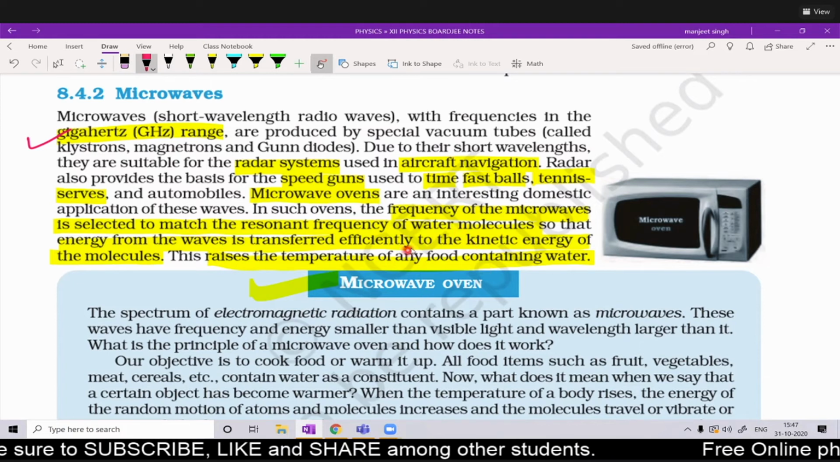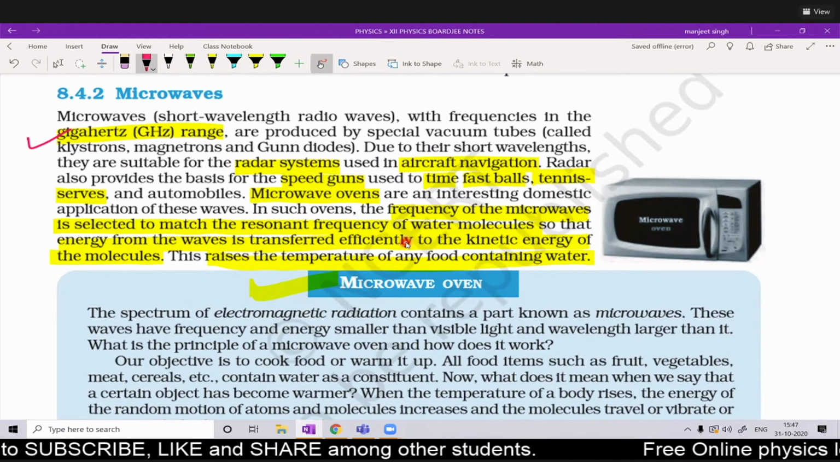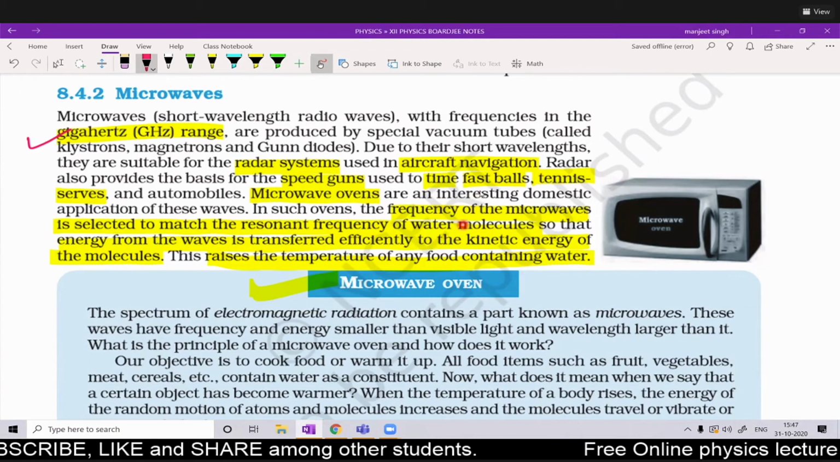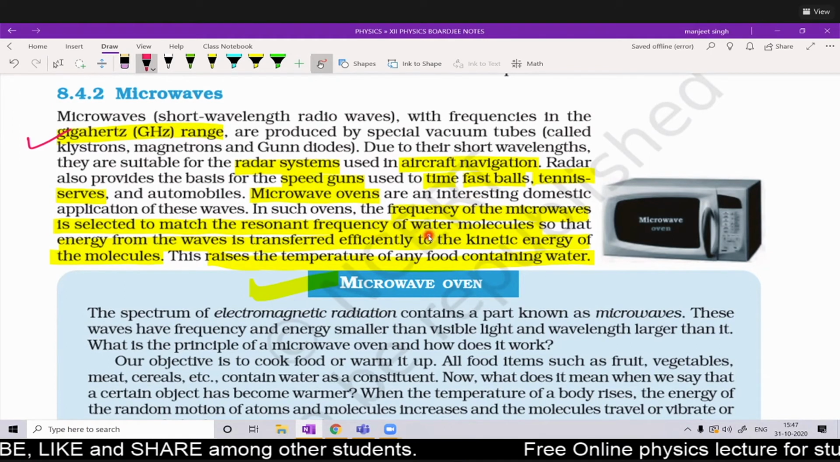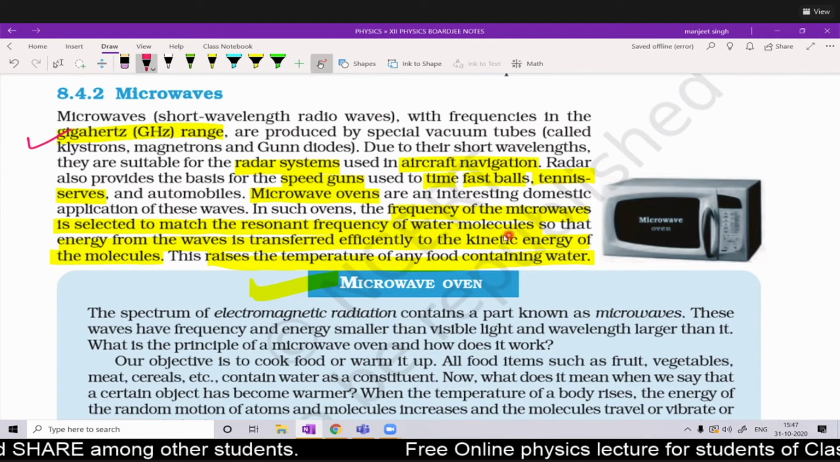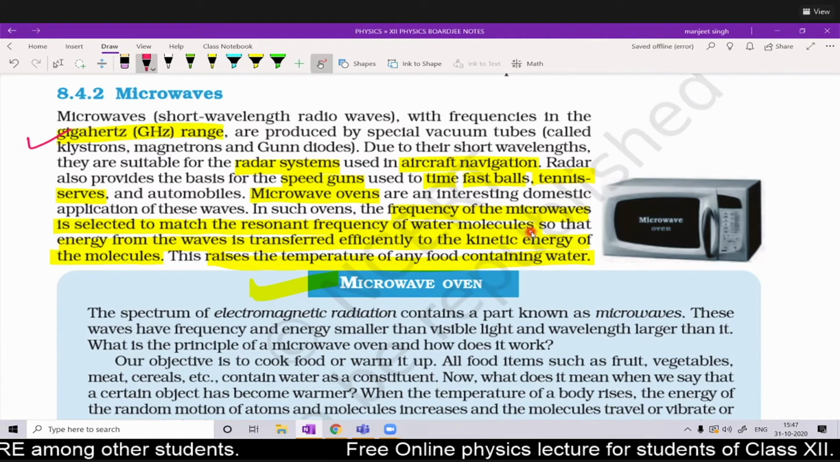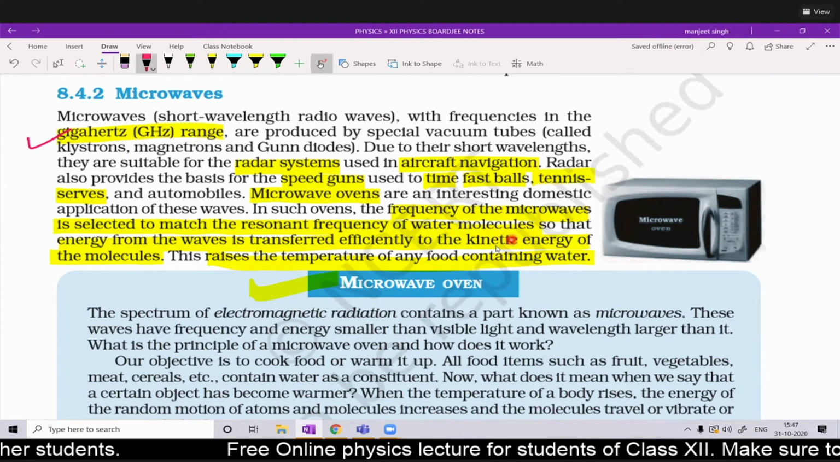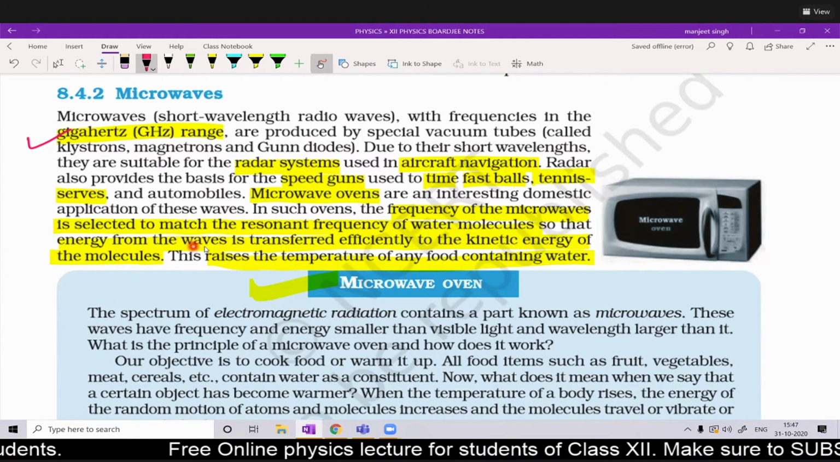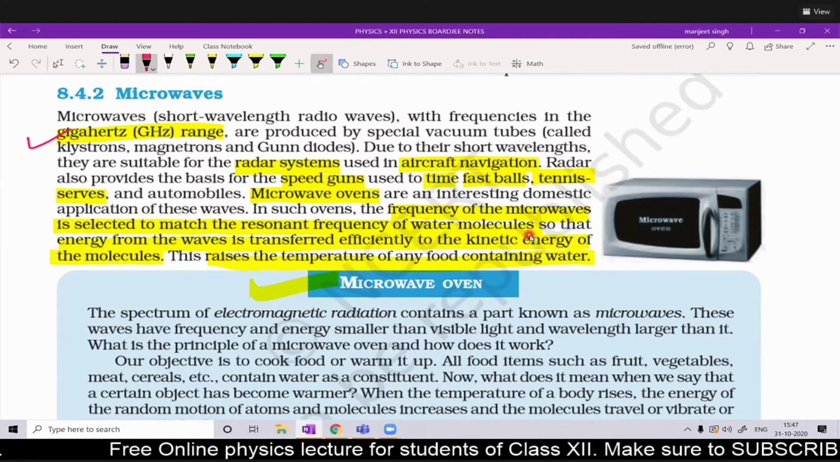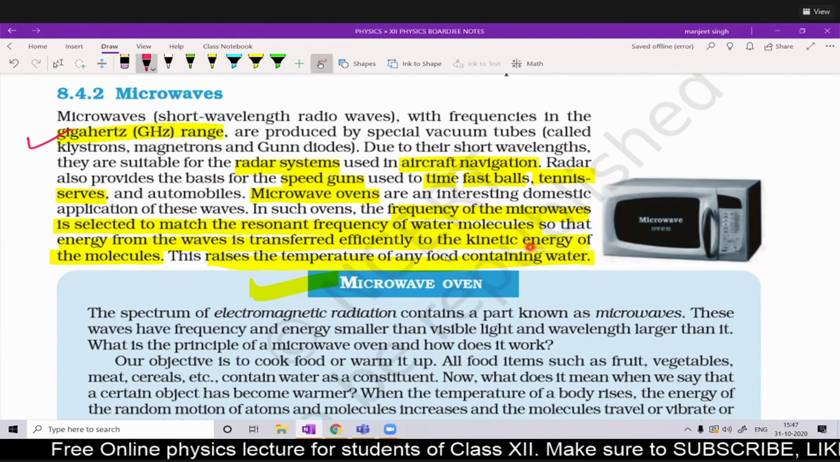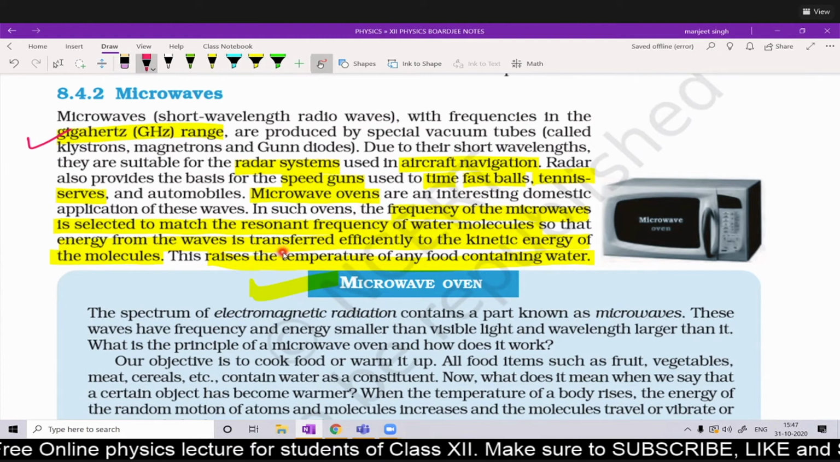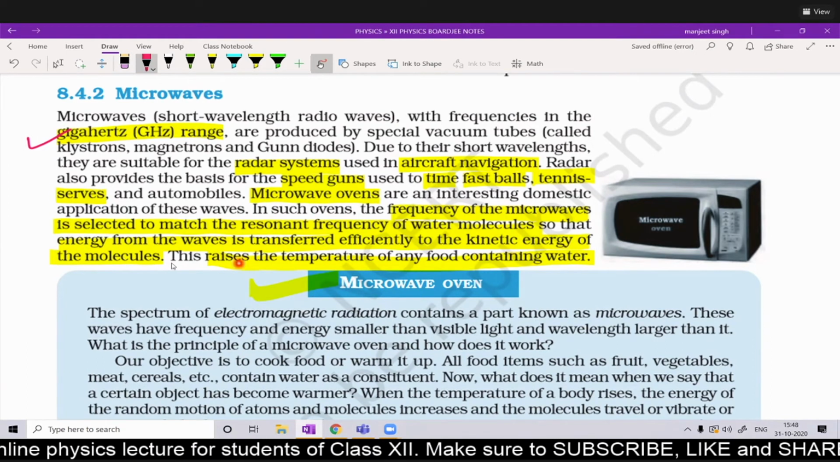Microwave ovens are an interesting domestic application. How does the microwave oven work? The frequency of microwaves, in gigahertz, is selected to match the resonant frequency of the water molecule. In this way, the energy from the waves is transferred efficiently to the kinetic energy of the molecules of the water.